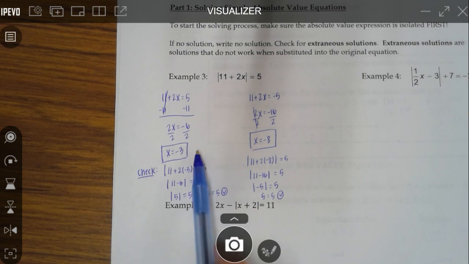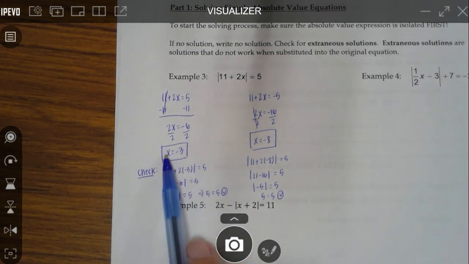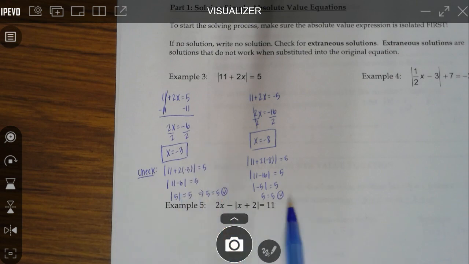And usually as I'm checking them, if it's a solution, I'll go ahead and either circle it or box it in to remind myself, checks out, that's a solution. Checks out, that's a solution.